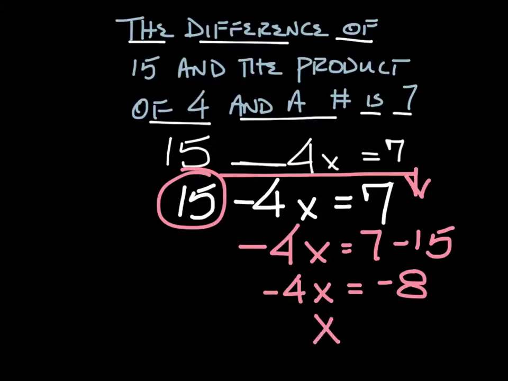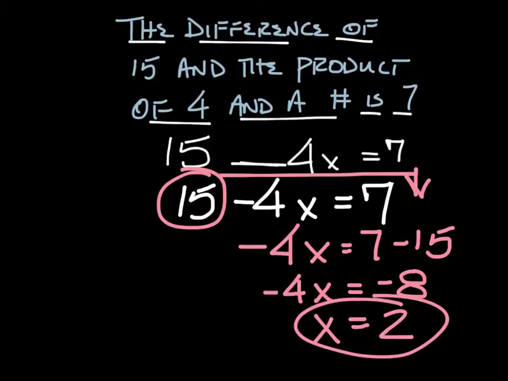What do I do to figure out what x is? Divide both sides by what? Negative 4. By negative 4. What's negative 8 divided by negative 4? 2. 2 is the answer.